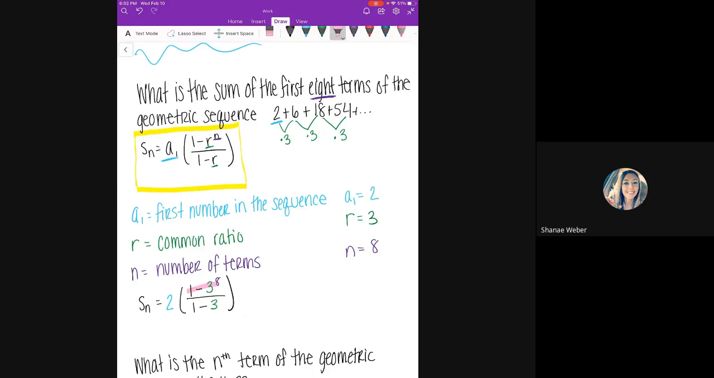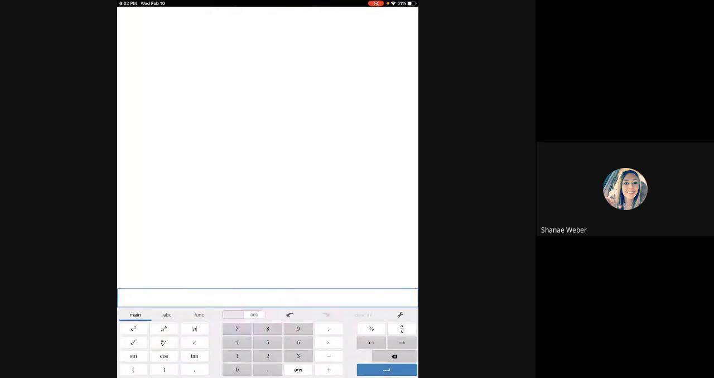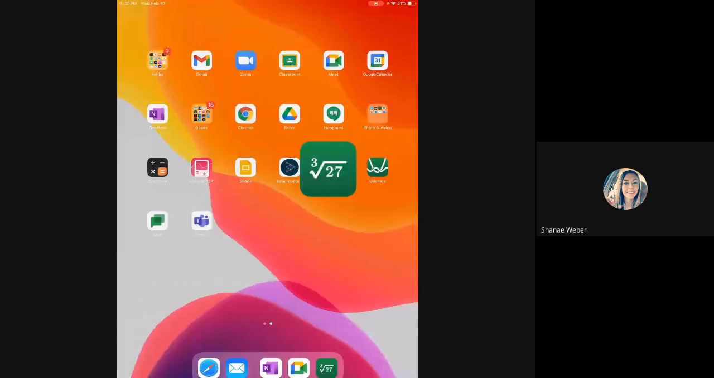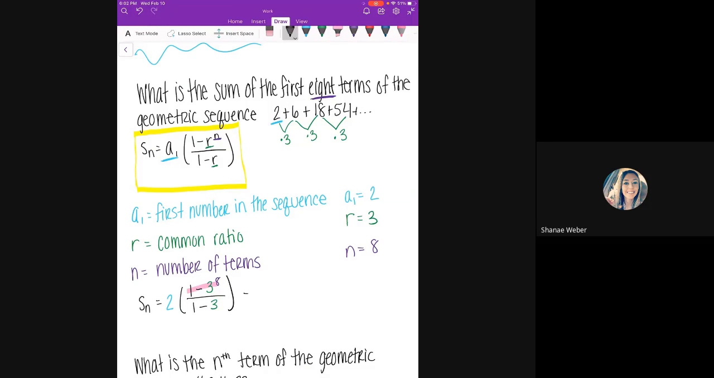So 1 minus 3 to the 8th power. I couldn't tell you what 3 to the 8th power is, so let's let our calculator help us. So 3 to the 8th power is 6,561. So this is the same, 6,561. And we're going to divide that by 1 minus 3, which is 2.